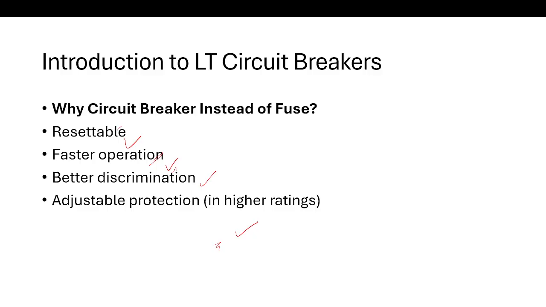Now, circuit breakers, as you know, have adjustable time current characteristics. So they can coordinate upstream and downstream breakers. If you have two or three breakers, they can coordinate upstream and downstream breakers, so only the breaker near the fault trips. So in industries, mostly circuit breakers are used.